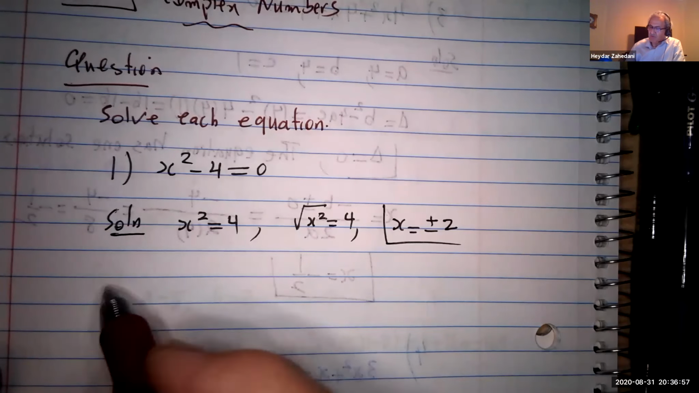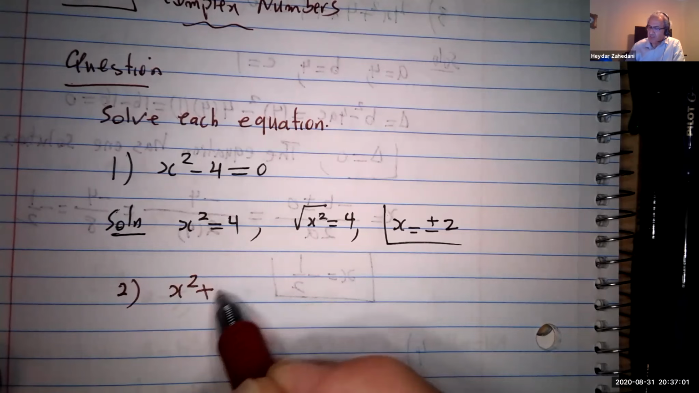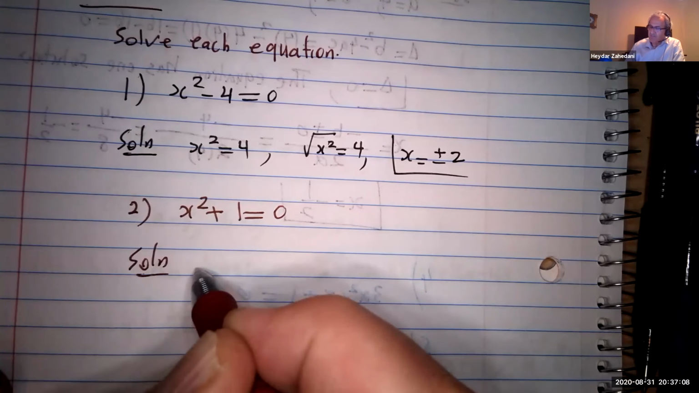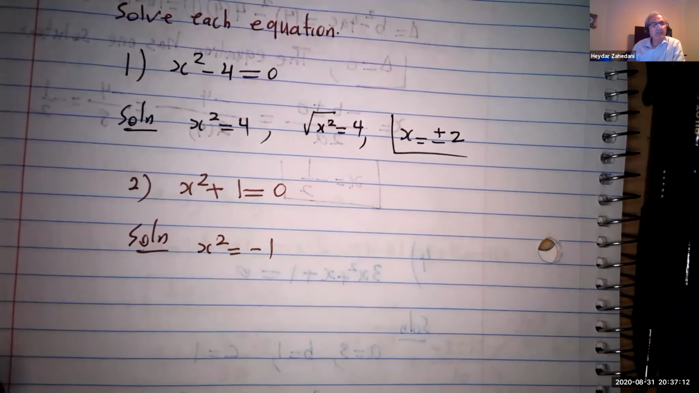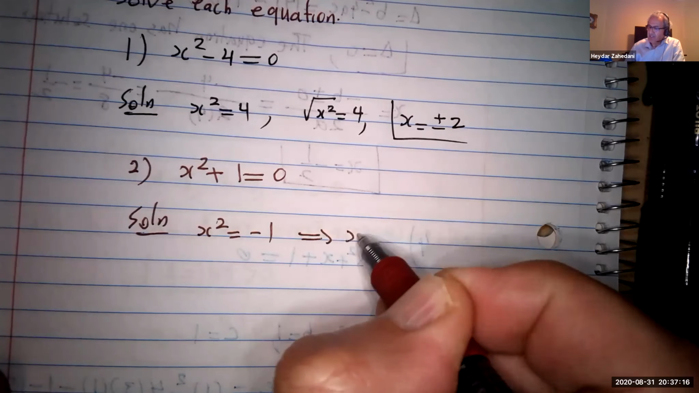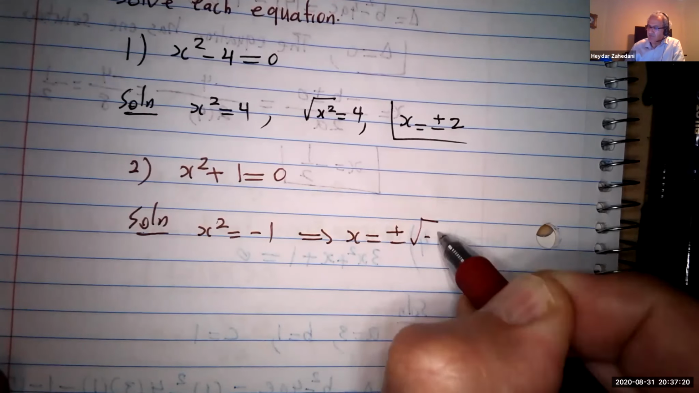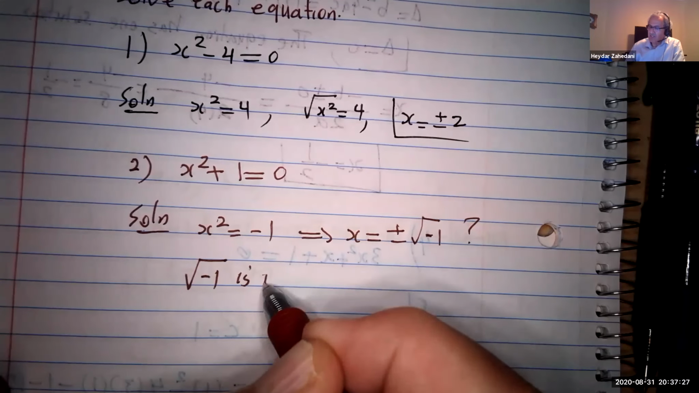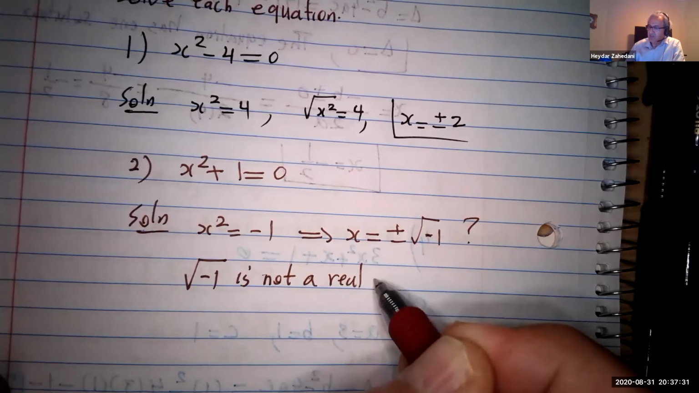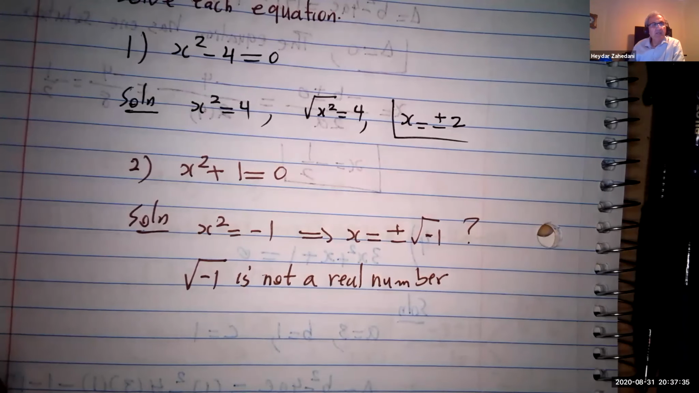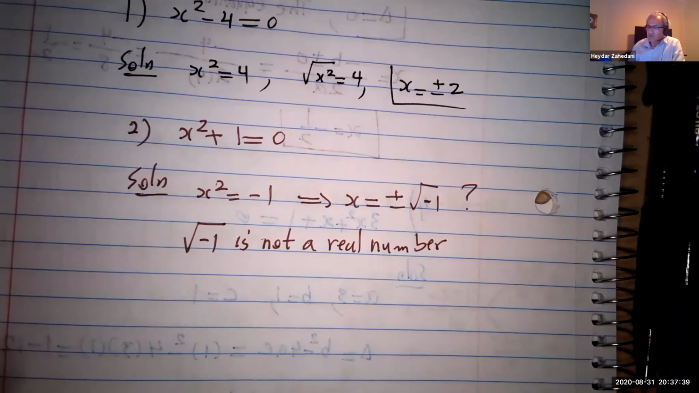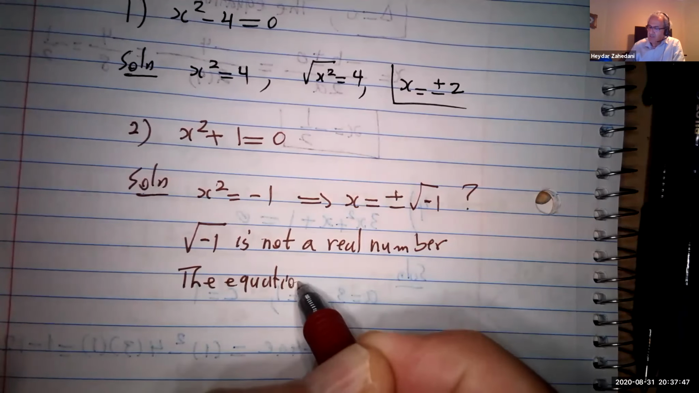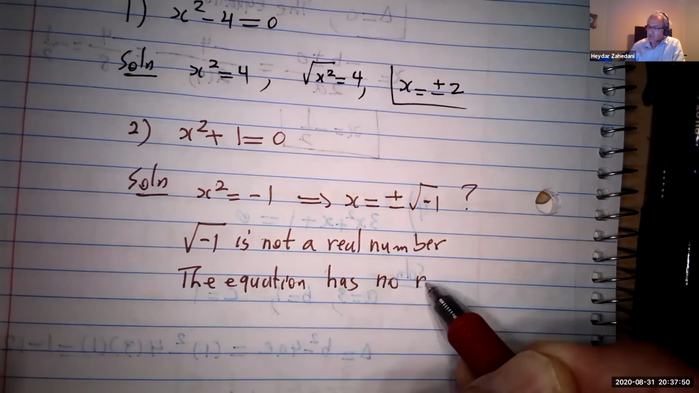But if you want to use a similar method for this one, x squared plus 1, the solution is x squared equals negative 1. If you take the square root of both sides, you seem to have plus or minus the radical of negative 1. But the difficulty is that radical negative 1 is not a real number. So what are we going to do? We can say the equation has no real solution.